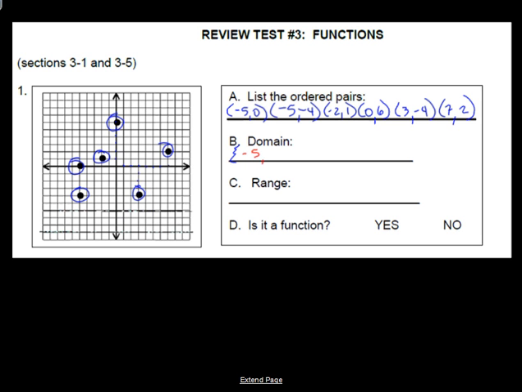So I have negative 5, negative 2, 0, 3, and 7. The range is listing all the y values. I have 0, negative 4, 1, 6, and 2. Is this a function? The answer here would be no. It's not a function because if I did the vertical line test, I hit both of these points here. Also, you could say that x equals negative 5 is repeated.